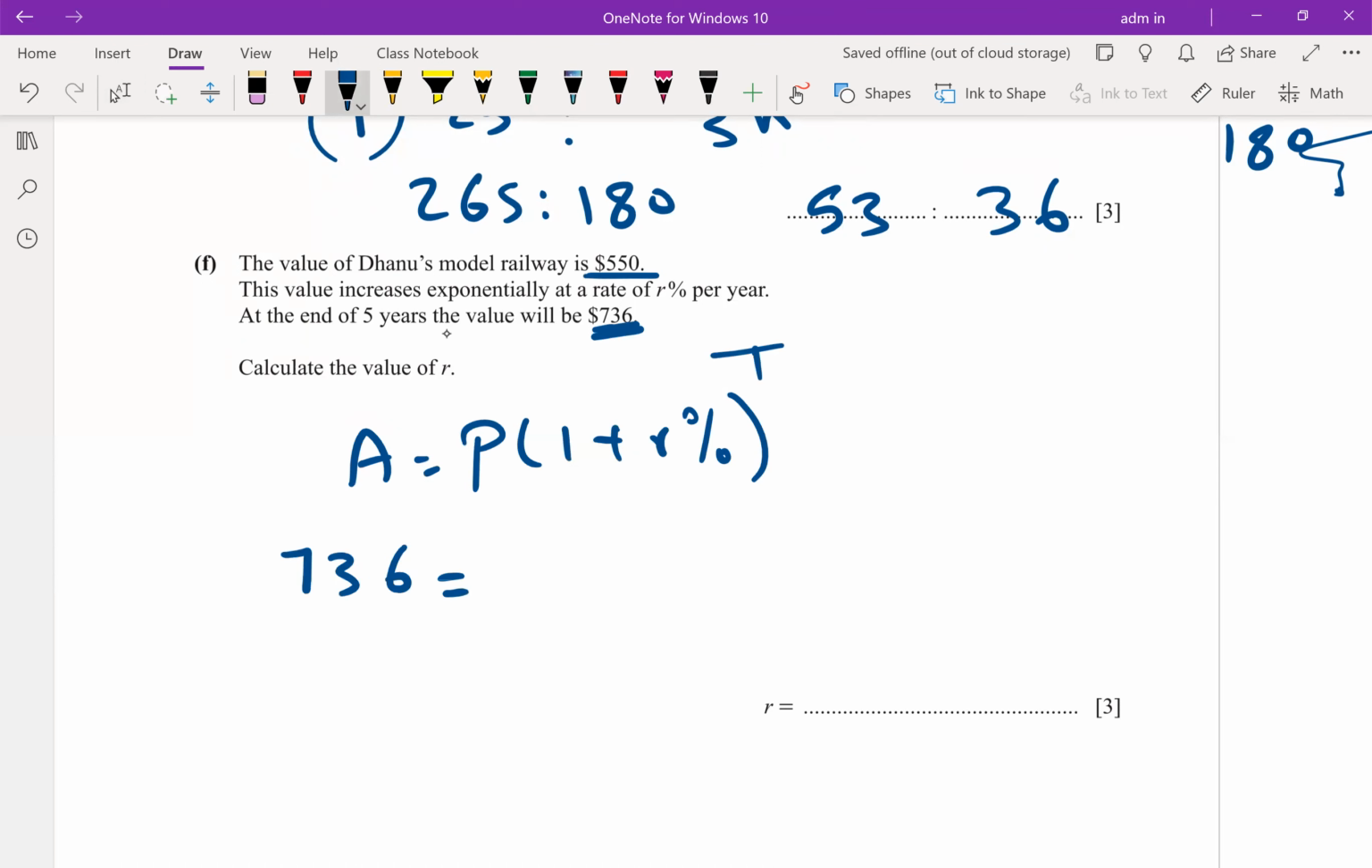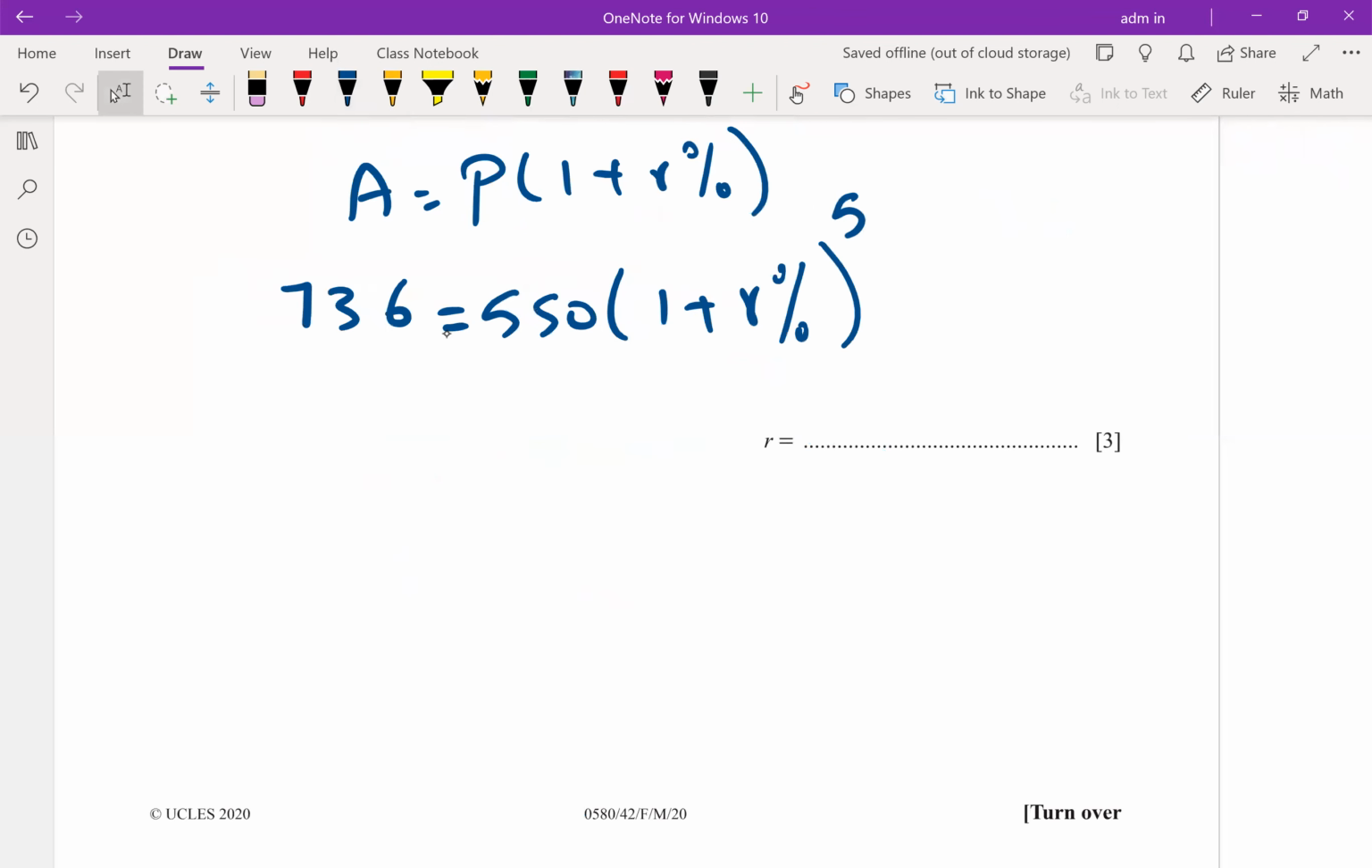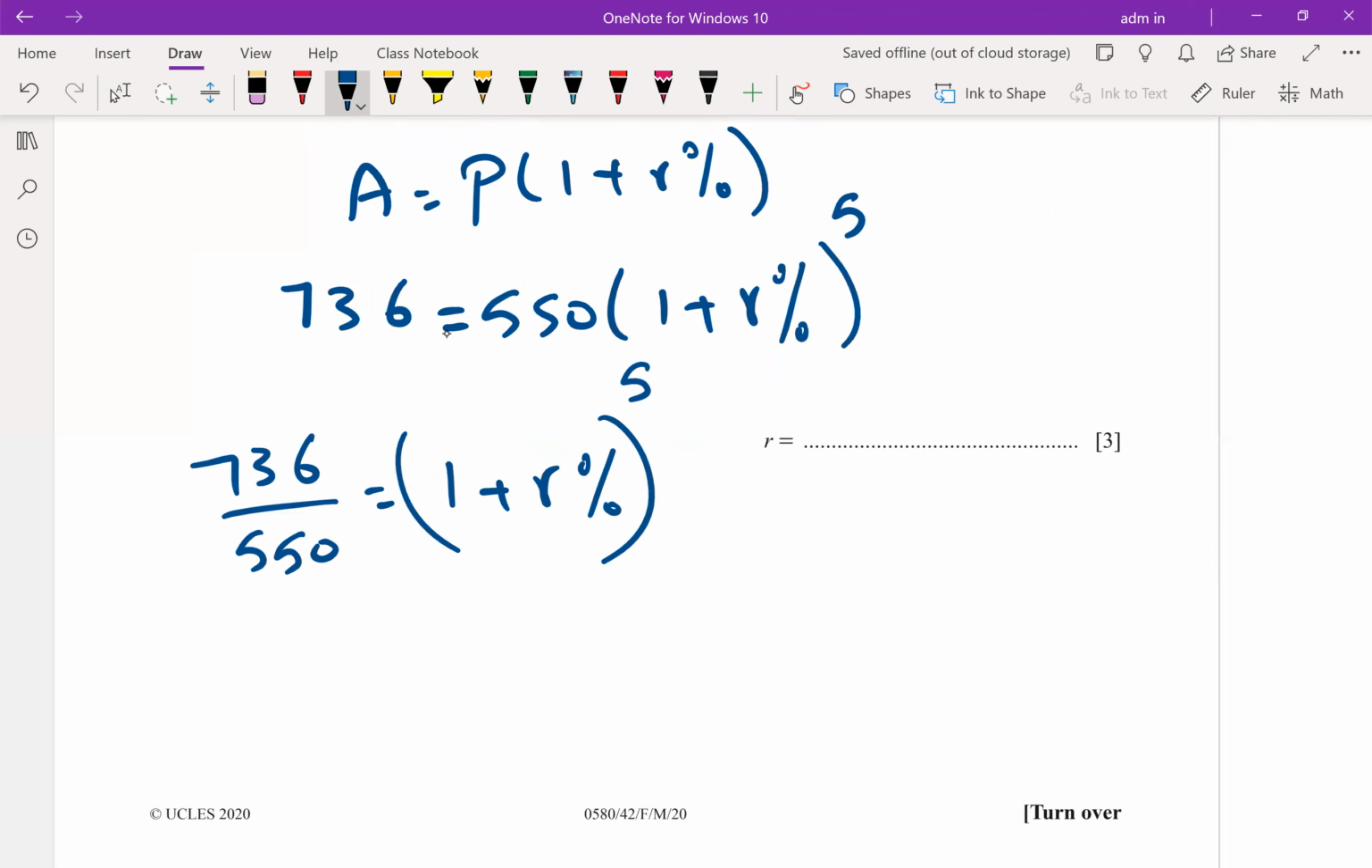736 equals 550(1 plus R%) for how many years? 5. How to solve this equation? Step number 1, dividing by 550. 736 divided by 550 is equal to (1 plus R%) all to the power of 5.